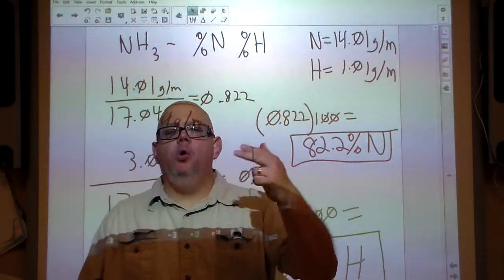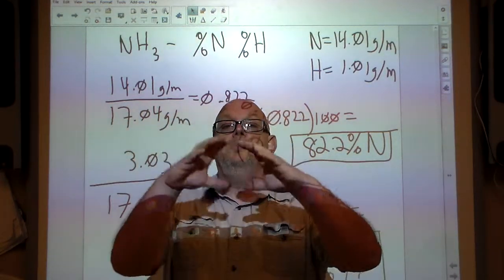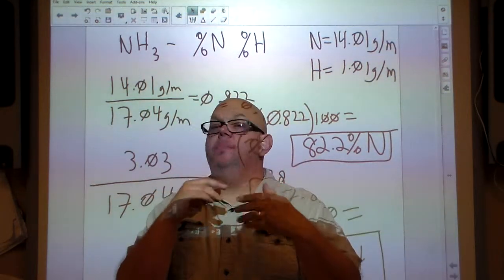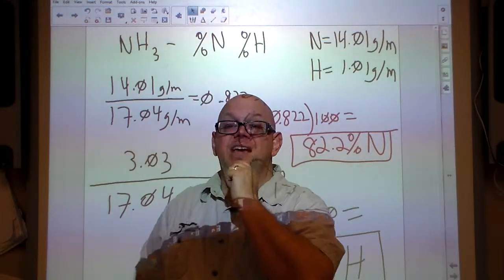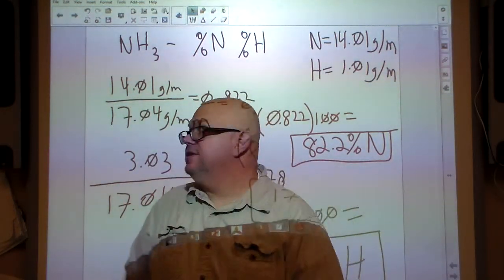Now, the part over the whole by itself does not give you a percentage, because that will be a decimal. You have to multiply it by 100 in order for it to work out as a percent.